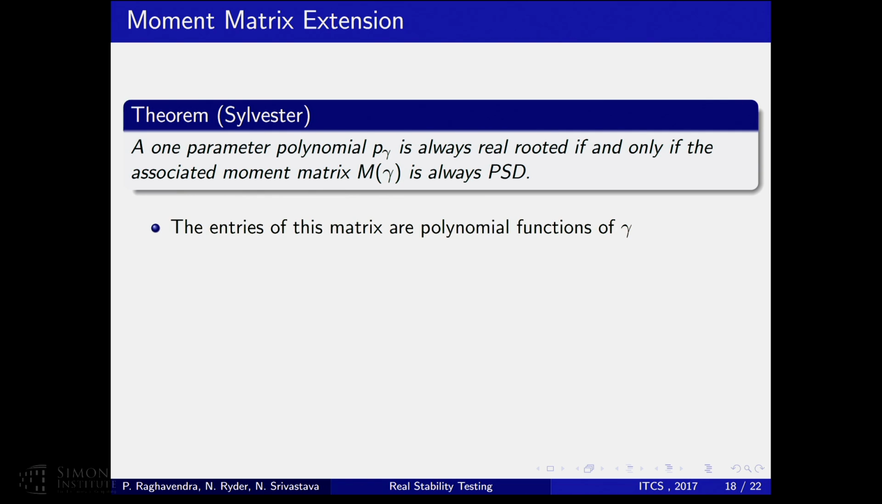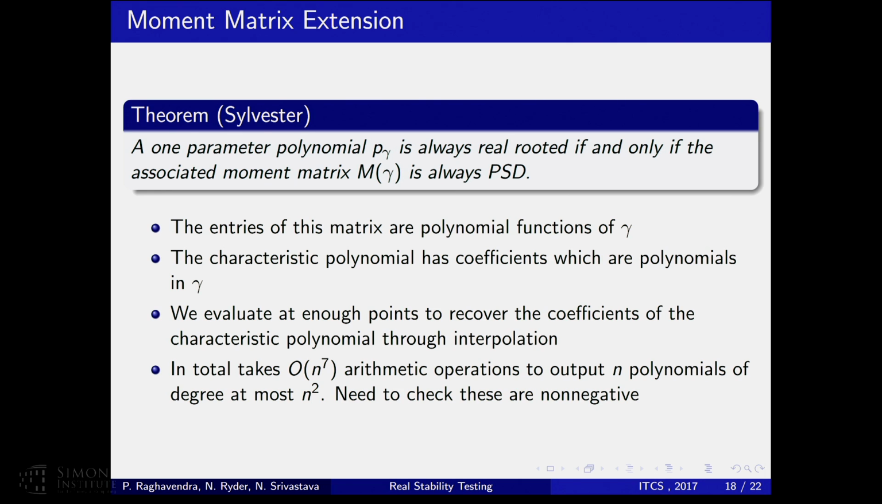Well, our one-parameter family is always real rooted if the associated moment matrix is PSD. But what does our moment matrix look like now? Now our moment matrix has entries which are polynomial functions in gamma, right? The moment matrix, by Newton's identities, has entries which are dependent on the coefficients of our polynomial, but now the coefficients of our polynomial are polynomials themselves in gamma. And so our moment matrix is going to be polynomial functions of gamma. Therefore, the characteristic polynomial has coefficients which are polynomials in gamma. And so we want to recover these polynomials in gamma and guarantee that they're all non-negative.